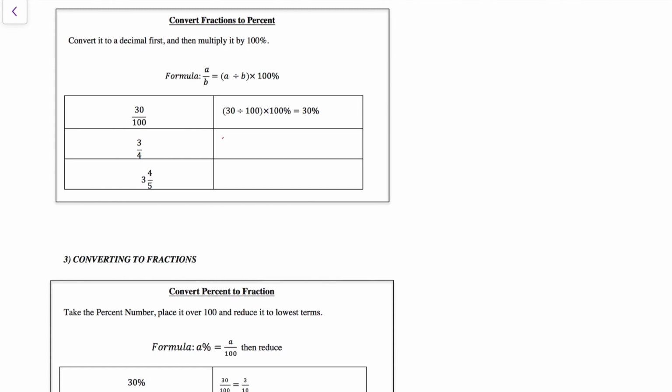Okay, so I have 3 divided by 4, and then I'm going to times 100, and so I get 75%. And then our whole number at the bottom, we know we have a whole number of 3, and so our decimal portion is going to be 3 decimal something. So I'm doing 4 divided by 5 gets me 0.8. So I know my whole decimal is 3.8. I'm timesing that by 100, and I get 380%.